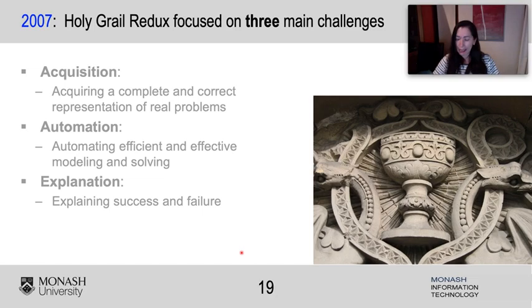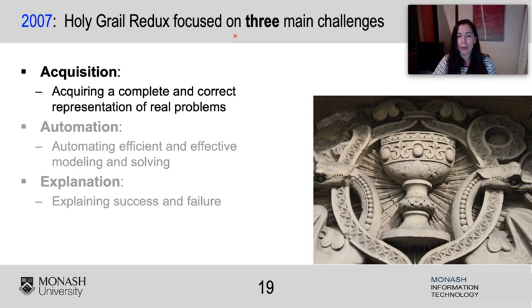In 2007, so 10 years later, his view or his lens changed a bit. Now we're talking about the Holy Grail Redux paper, which focuses on three main challenges, and you can see how my view is very much influenced by that. He talked about acquisition, which of course is the model, acquiring a complete and correct representation for real problems. That's what I would call lowering the bar.